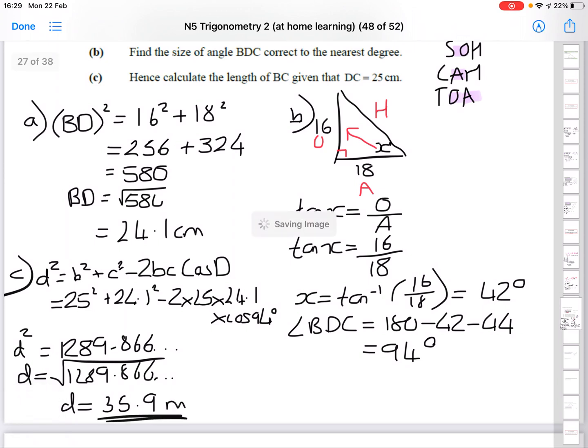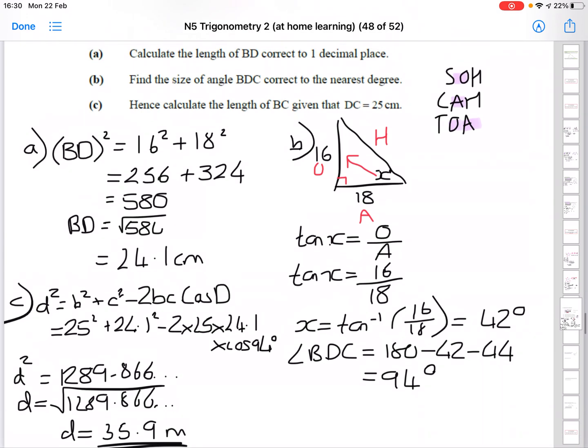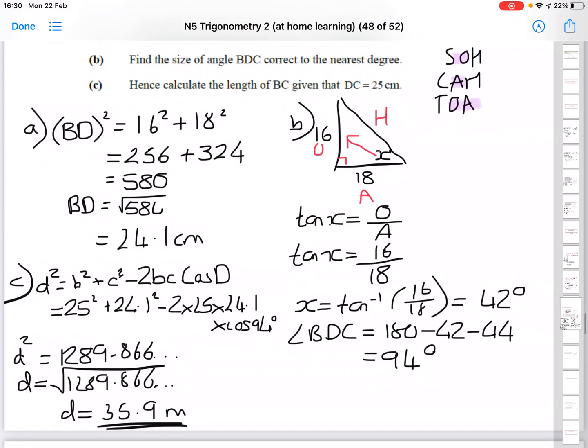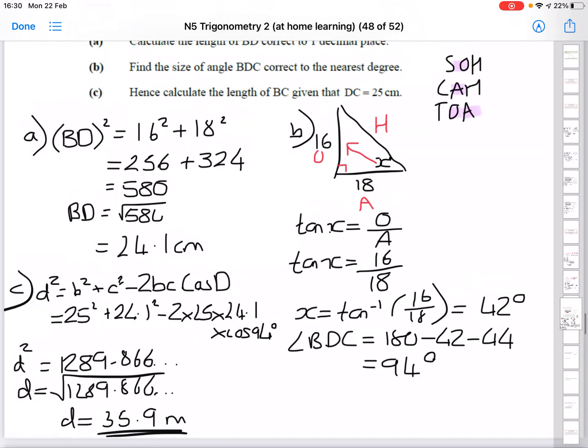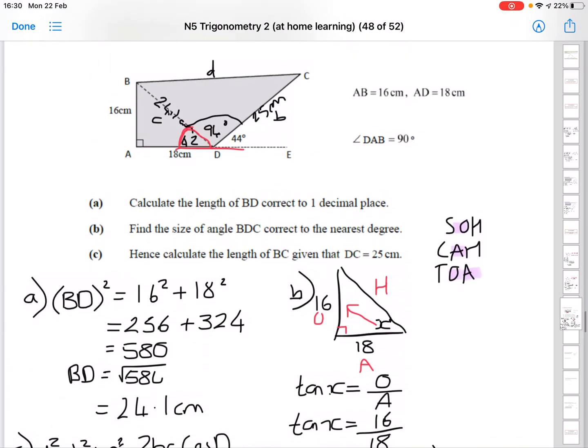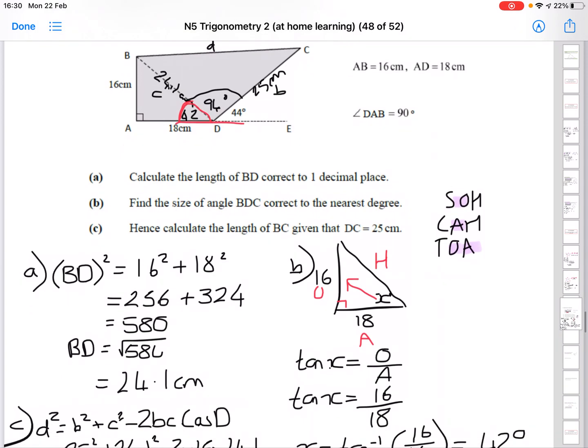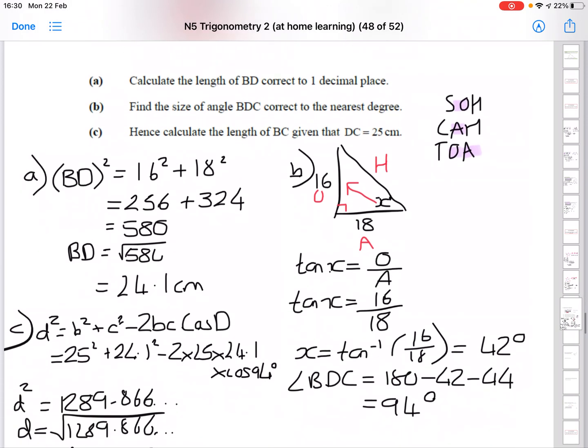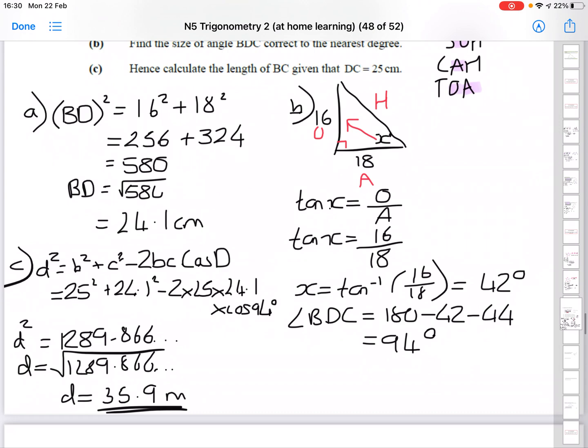Okay, so that question is a long question. There's lots of different elements to that. We've got Pythagoras, we've got SOHCAHTOA, we've got cosine rule. If you can manage to follow that question and complete that question, then I would be saying you should be feeling quite confident about your skills in these various areas of the topic.